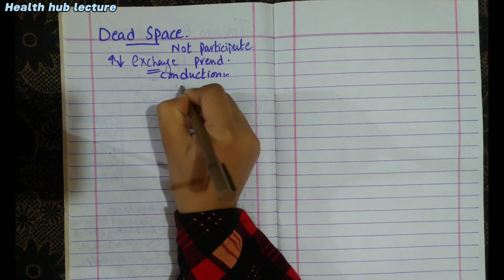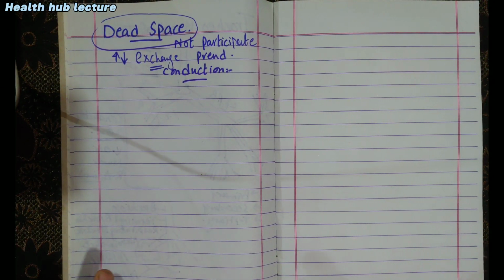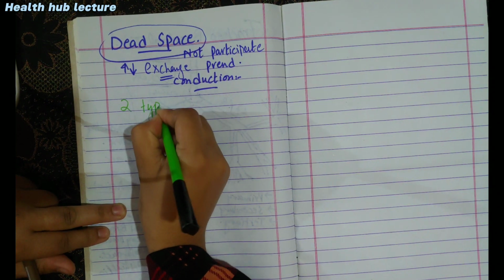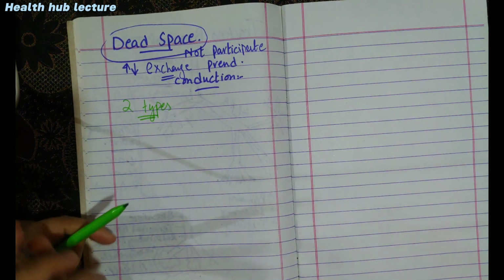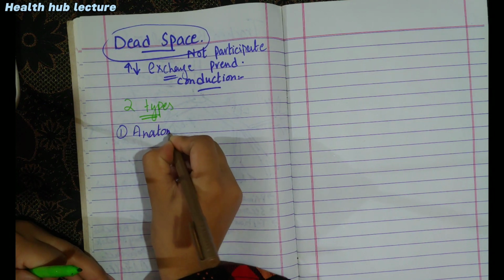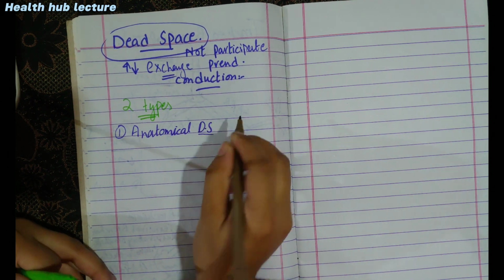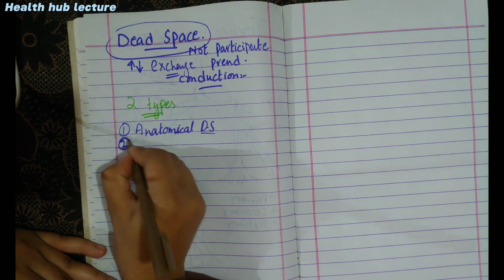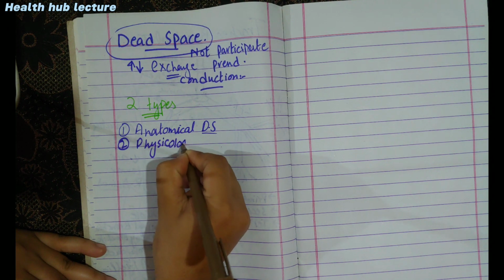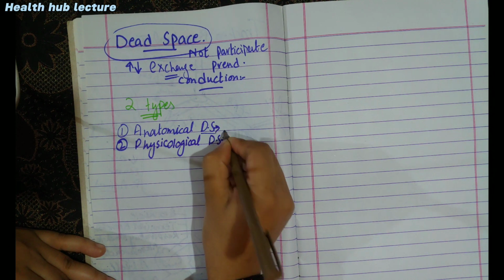Now we discuss about the types of the dead spaces. What are the types of the dead spaces? There are two types of the dead spaces. First one is the anatomical dead space. I can write it DS, okay? And the second one is the physiological dead space. Now we discuss about this.